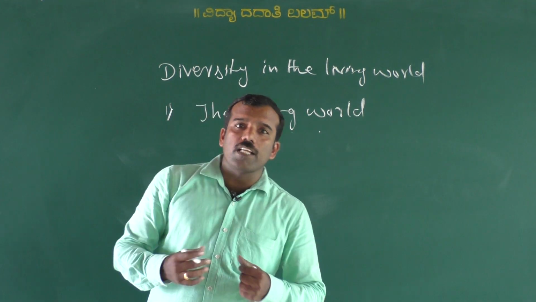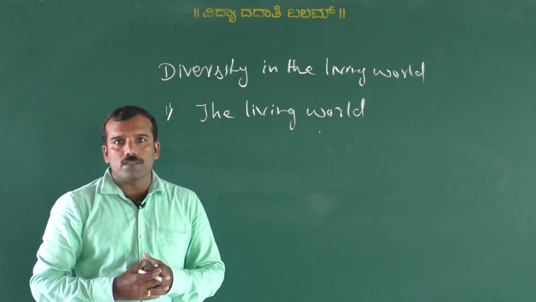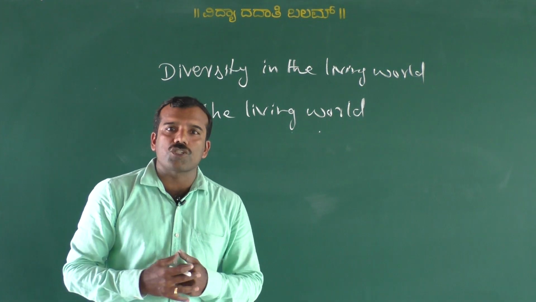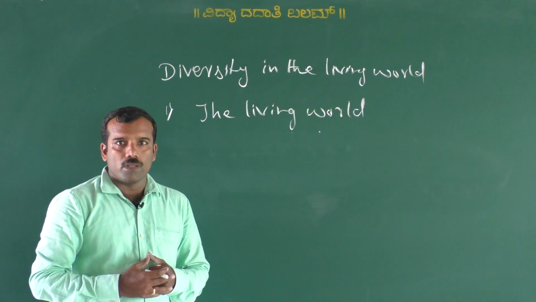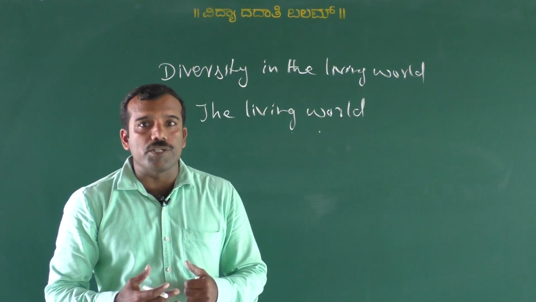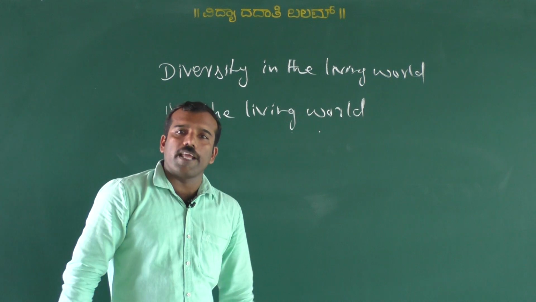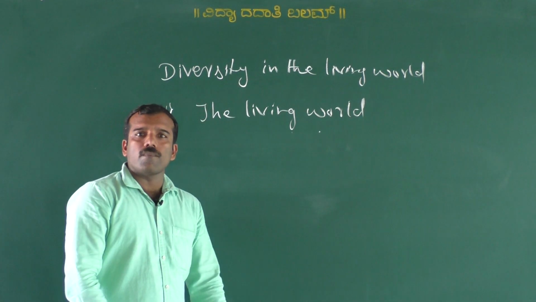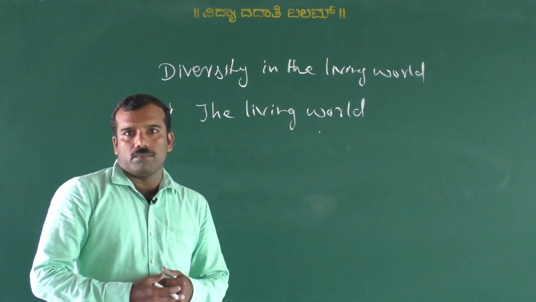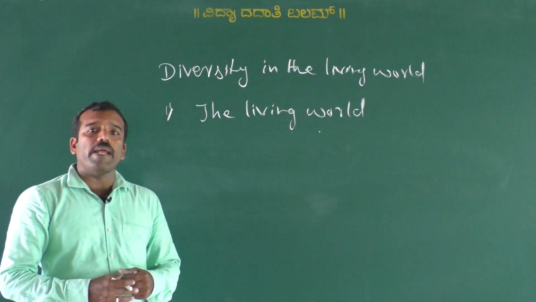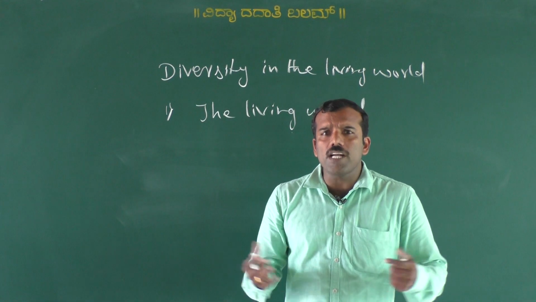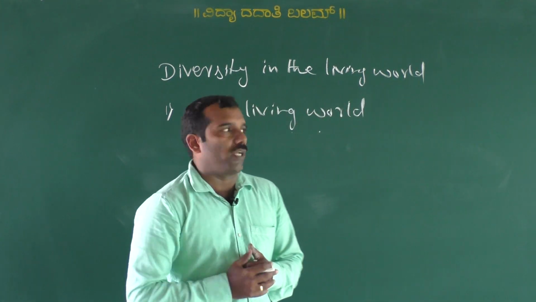How wonderful is the living world? Because on this earth different types of animals, plants, birds are there. They are present in different habitats, like deciduous forest, desert, ocean, freshwater bodies like pond, river, lake, even in cold mountains and also in hot springs. So in different habitats, different types of animals are present.